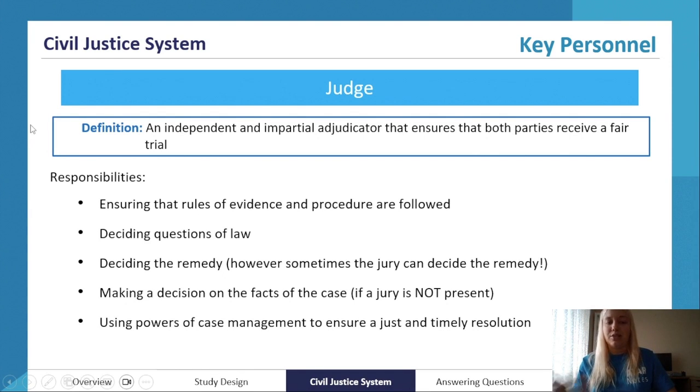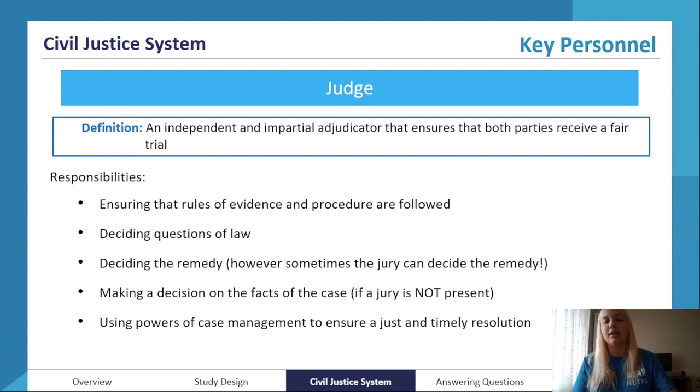They're there to ensure that the strict rules of evidence and procedure in the courtroom are being followed by all parties. They help to decide questions of law. If the law needs to be interpreted, they will do that. And they also decide the remedy. If the defendant is found liable, they will decide how many damages or an injunction that the plaintiff should get.